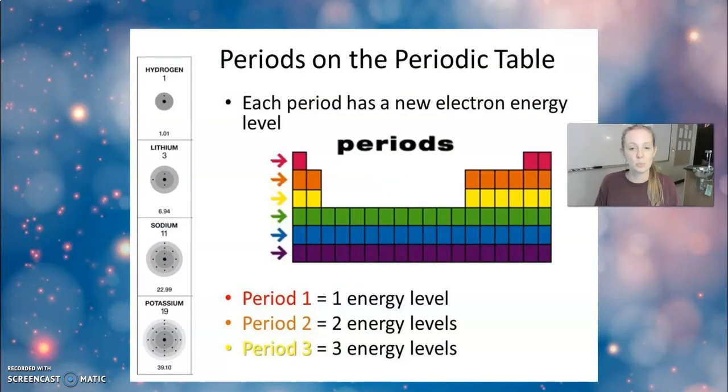All right, so periods on the periodic table. These are our rows. And the reason why they are important is they indicate to us how many circles or energy levels an atom is going to have. So based off of a picture, we can figure out what period it's going to be, or based off of where it is on the periodic table, we can figure out how many energy levels it's going to have.